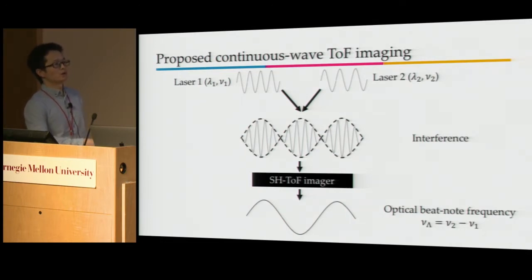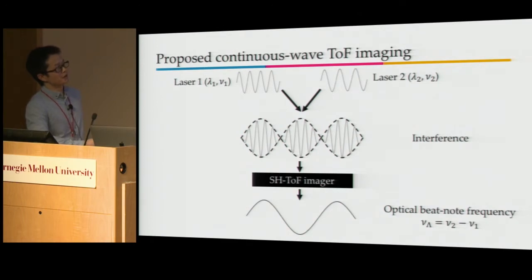What we want to do is use our SH-ToF imager to select out this low frequency envelope, which we also call the optical beat frequency, which is going to be mu2 minus mu1, where mu1 is the frequency of laser 1 and mu2 is the frequency of laser 2.